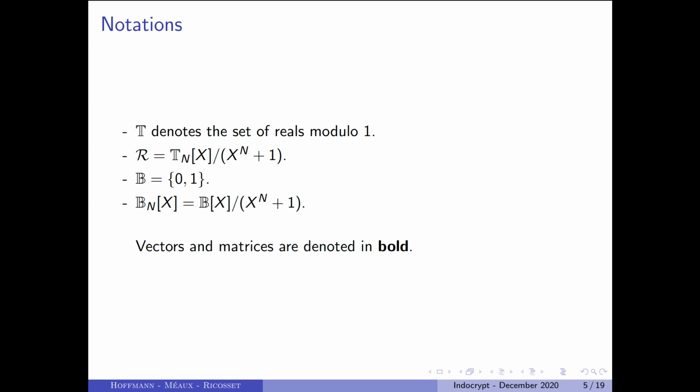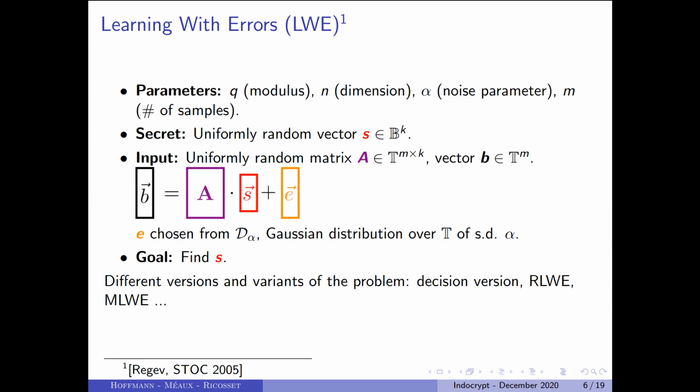TFHE stands for Torus Fully Homomorphic Encryption, because all the computations are performed over the real torus, which is basically the reals modulo 1. We can also define a polynomial structure over this torus with a standard negacyclic polynomial ring. We also have a notation for binaries and for binary polynomials that we'll use through this presentation. TFHE schemes rely on the learning with errors over the torus problem.